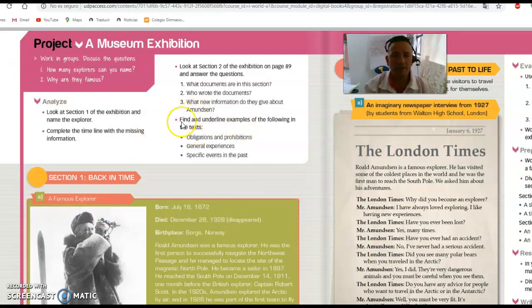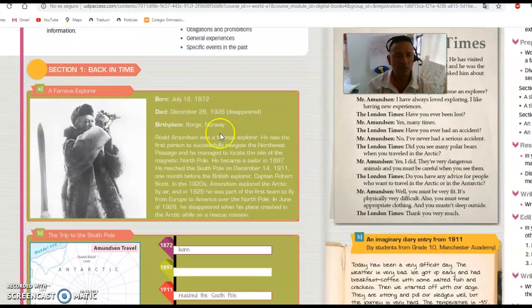So this is like giving you an idea how to do it. Okay? If you understand me, if you try to get what I'm talking about, you will comprehend that. So analysis one. Look at the section one of the exhibition and name the explorer. So here is a person who's very famous. So we need to know who the person is. So that's why you say, okay, this is how you need to investigate.